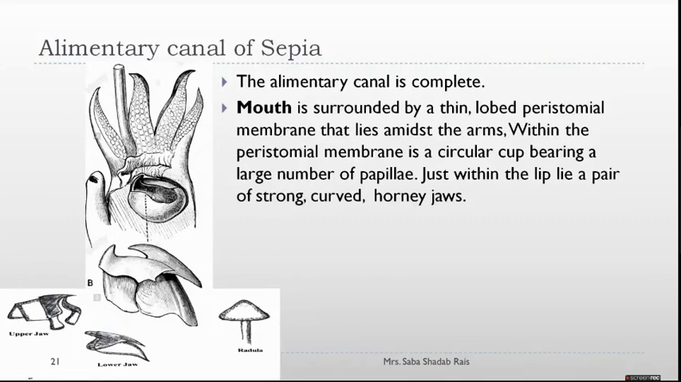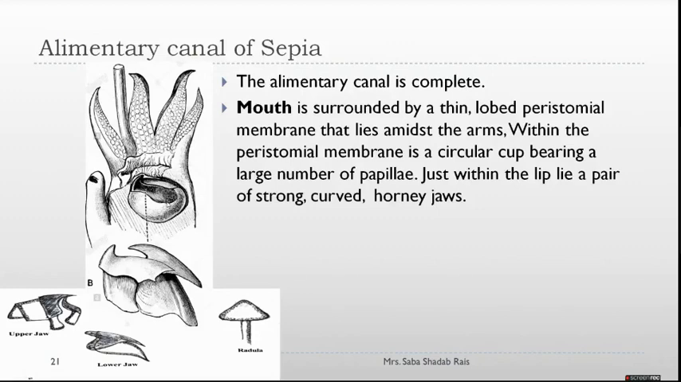Within the peristomial membrane, you will find a circular cup-like structure. It is quite visible in this diagram. These diagrams are taken from an internet source. These are not original diagrams made by me, or some diagrams I have taken from your textbook. Now you will observe this particular mouth. It is just a cup-like structure. You will find it has lots of papillae in it.